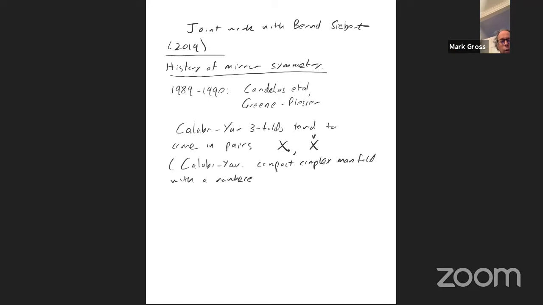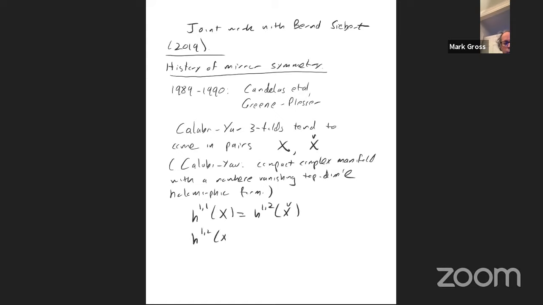Okay, compact complex manifold with a nowhere vanishing top dimensional holomorphic form. And in the case of the Calabi-Yau threefolds, the key point was that there seemed to be this mysterious interchange of Hodge numbers, namely h^{1,1} of X was equal to h^{1,2} of X check and vice versa. h^{1,2} of X is h^{1,1} of X check. So this was the first thing that was noticed. And one of the key examples was the quintic threefold.